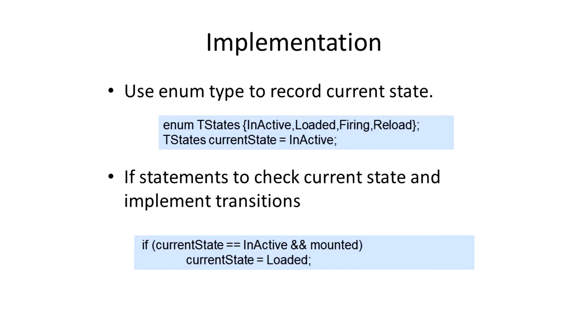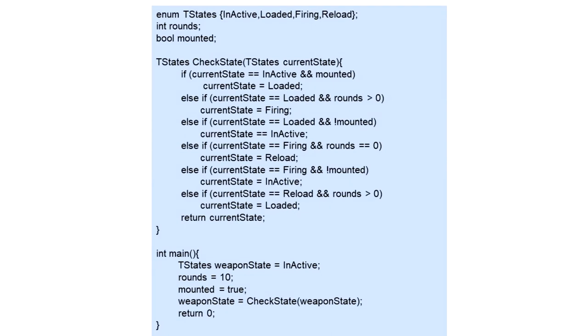And if we wanted to keep things simple, we could model this using an enumerated type, which stores the states, and then we can have a series of if statements to monitor if a certain condition is met, and then transition to a new state. This is a non-object-oriented solution, where you'll see the enumerated type is declared outside of the main. There's also a standalone method, which will check the state.